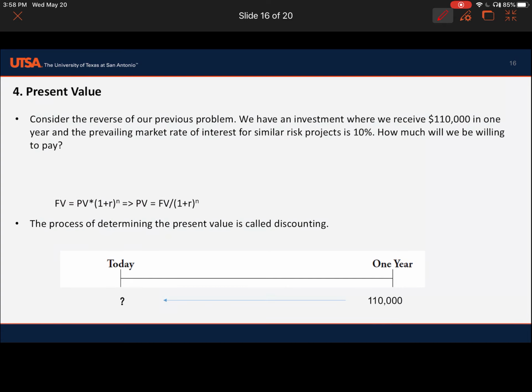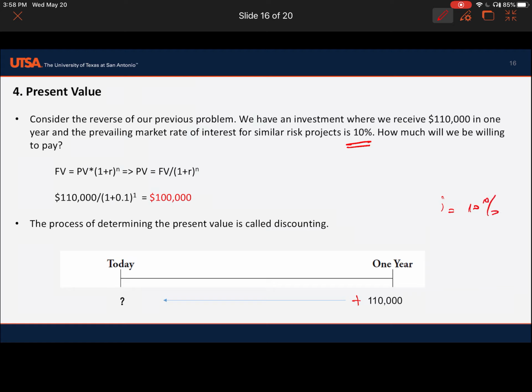And let's look at this problem. Now it's the reverse version of the previous problem. We have an investment where we receive $110,000 in 1 year, and the prevailing market rate of interest for a similar risk project is 10%. How much will we be willing to pay? So how much money do you want to pay today?